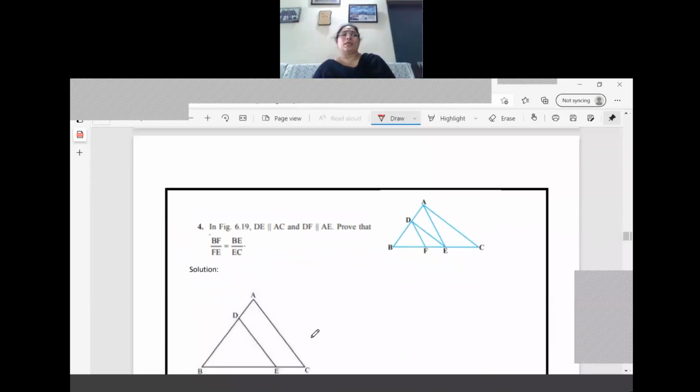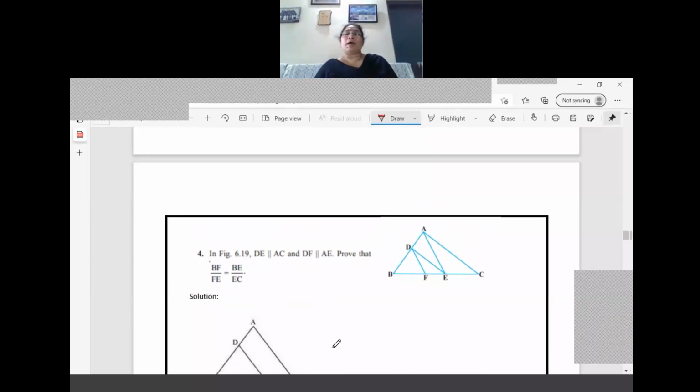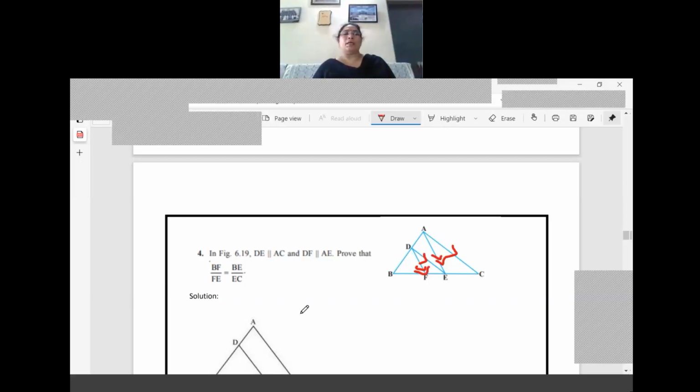Now the third question. In the figure, DE parallel to AC is given, right? Similarly, DF parallel to AE. That's the second line. So what should we prove? BF by FE equal to BE by EC.